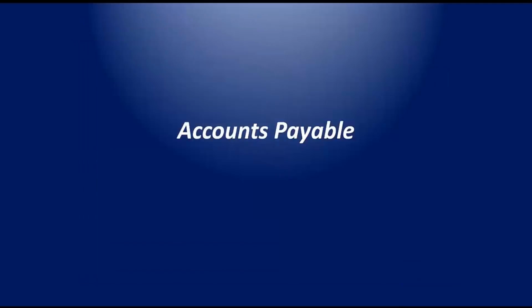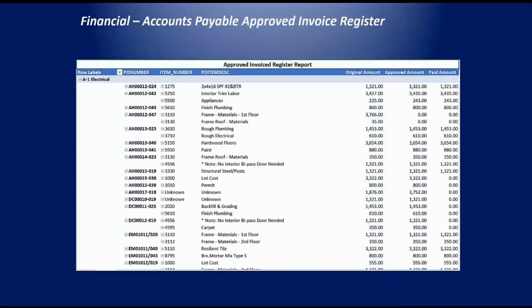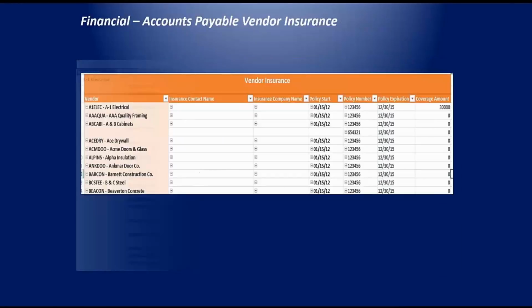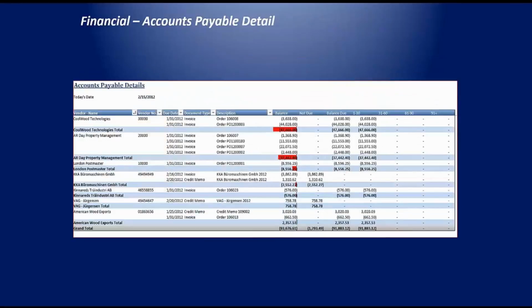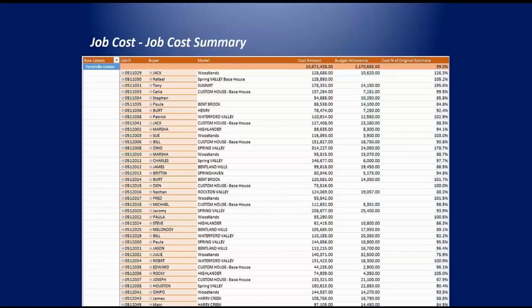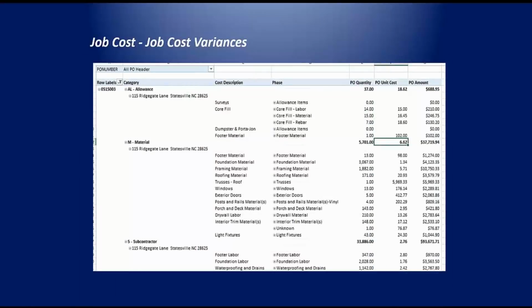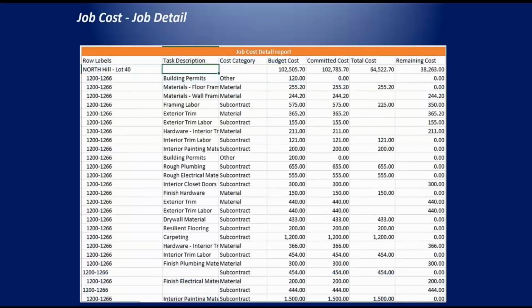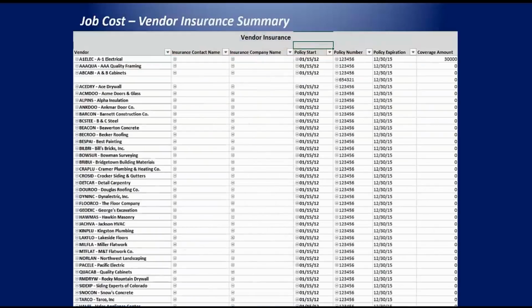Then we've got accounts payable reports. We've got improved invoice registers. We've got vendor insurance. We track vendor insurance, accounts payable detail. In the job costing area, we have job cost summaries, job cost variances, the job cost detail, and the vendor insurance summary. These are just a sample of some of the reports you can get out of the system.